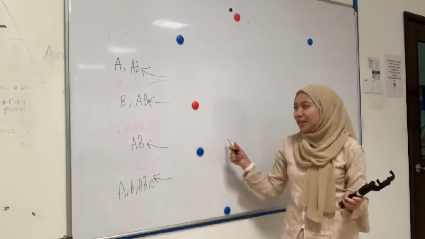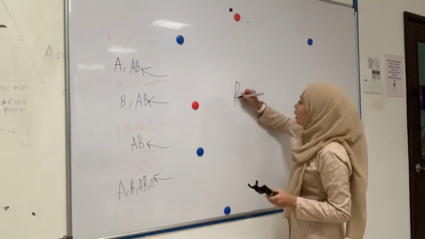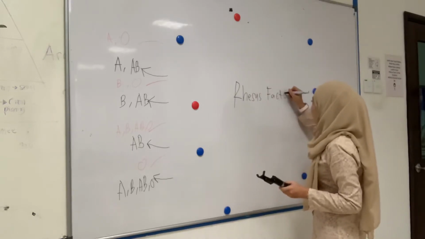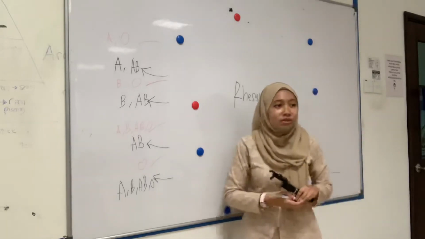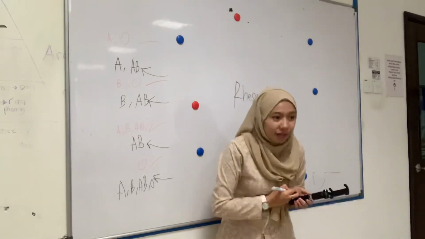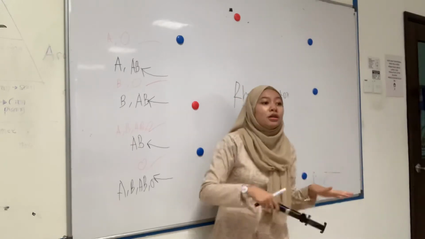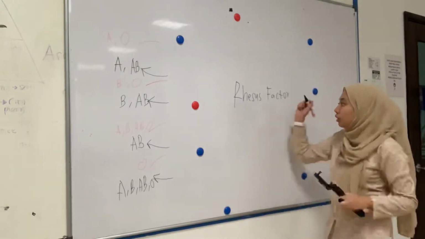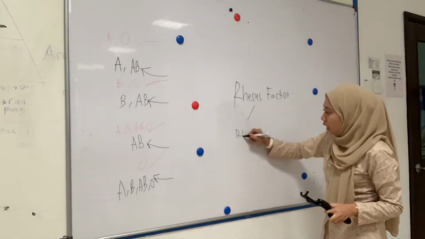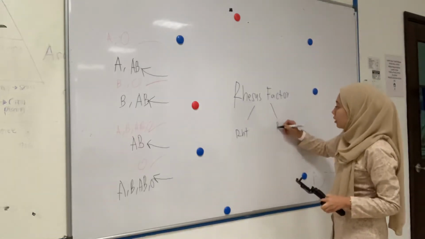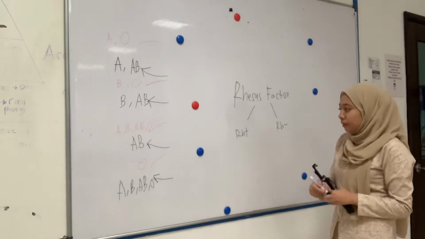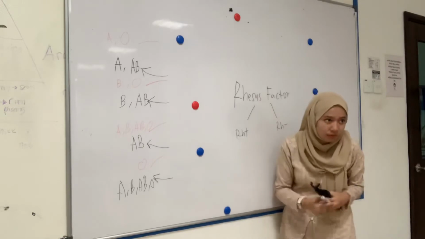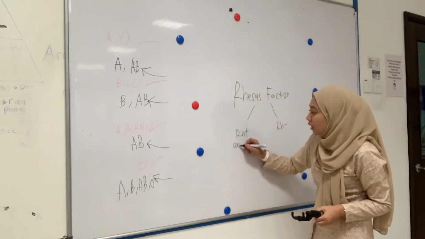Now we are going to proceed with the rhesus factor. Teacher, what is rhesus factor? Okay, students, rhesus factor is just another antigen that can be found on the surface of your red blood cells. Basically, it can be divided into two: rhesus positive and rhesus negative. An individual with rhesus positive has an extra antigen on the red blood cells, which is known as antigen D.